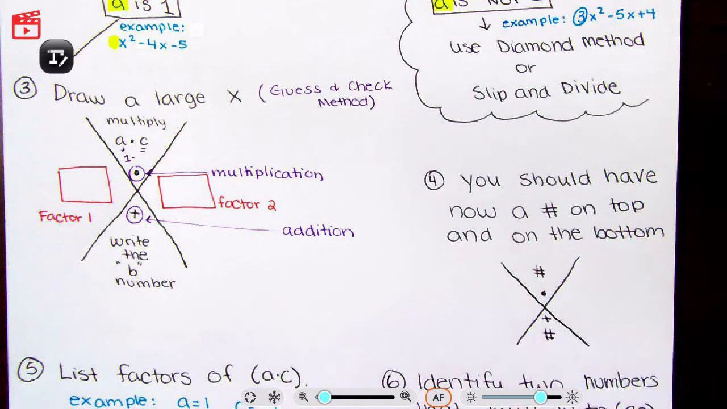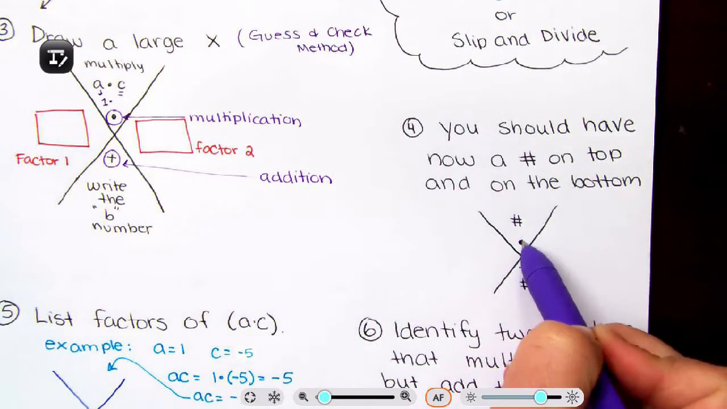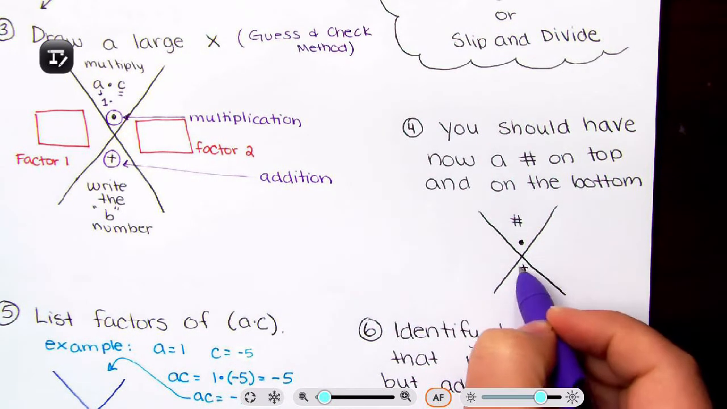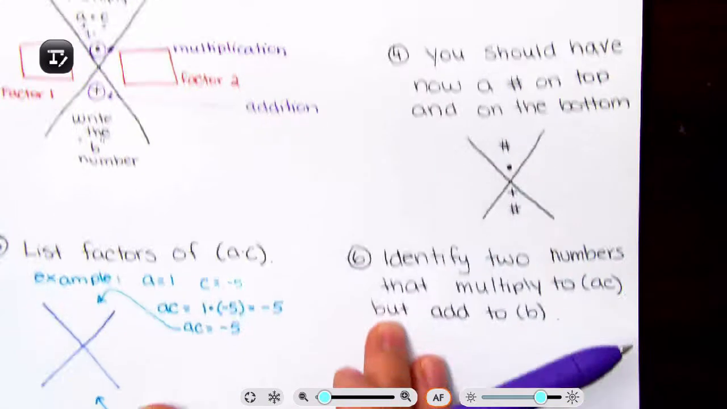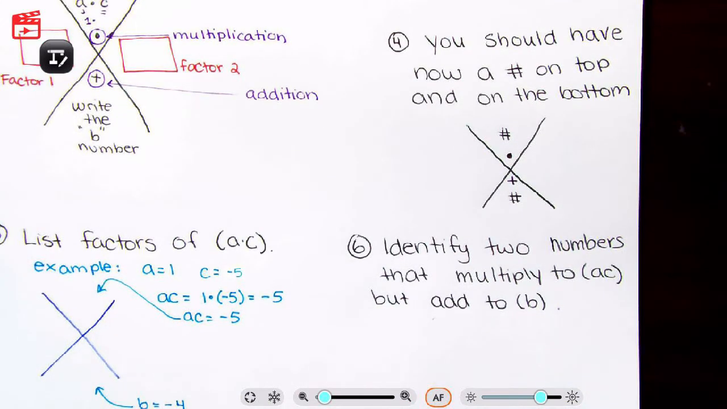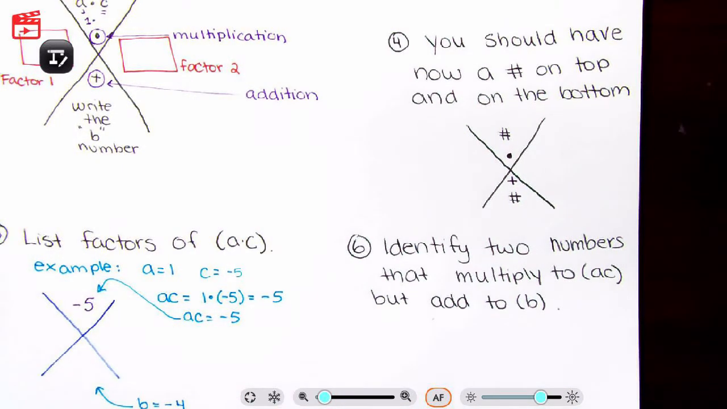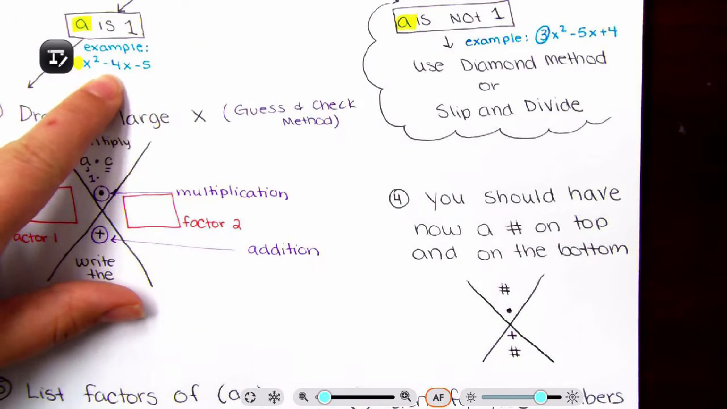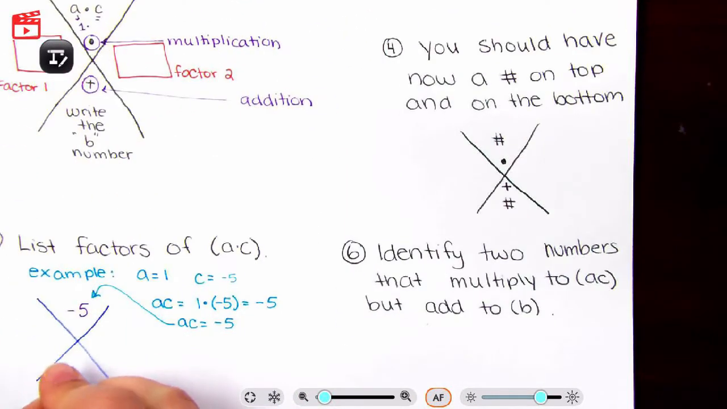Moving on to step number 4, right now you should have a number on top with the dot and the number on the bottom with the plus. Once you have that, moving on to step number 5 here, you're going to list the factors of A times C. Again, A is 1, C, for example, is -5, going off of this example here. So 1 times -5 is still -5, so therefore I am going to write -5 here. My B value, my middle term here is -4. Always take the symbol in front of it. So in this case, I'm writing -4.